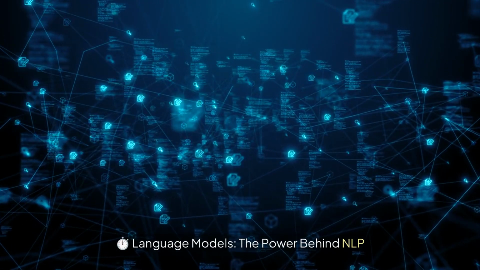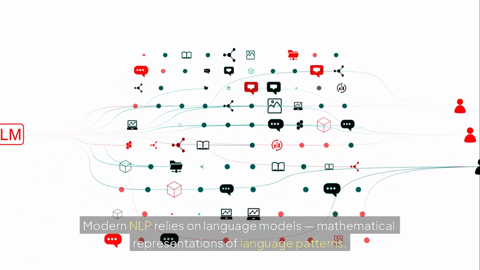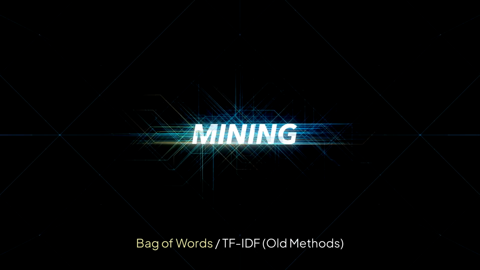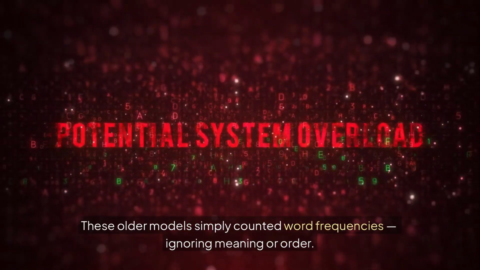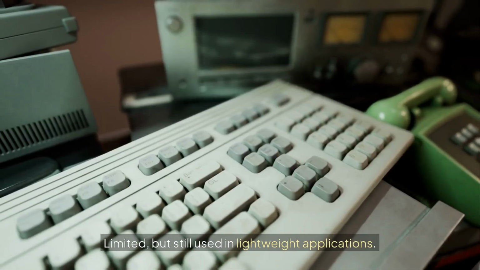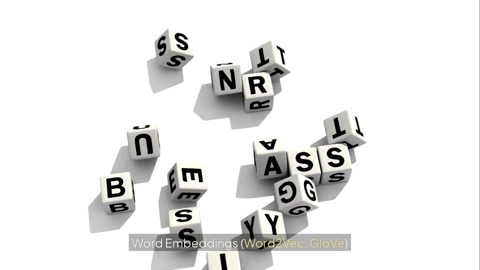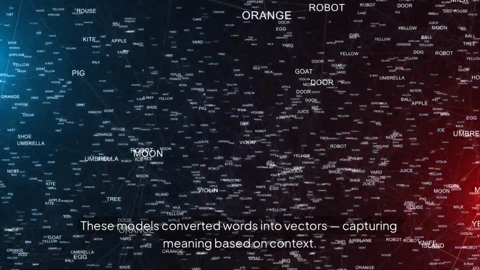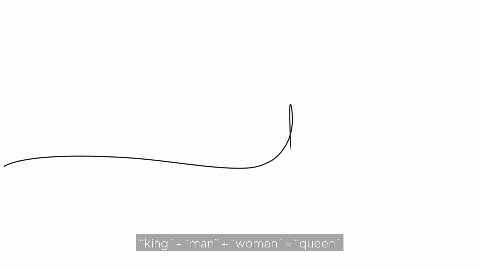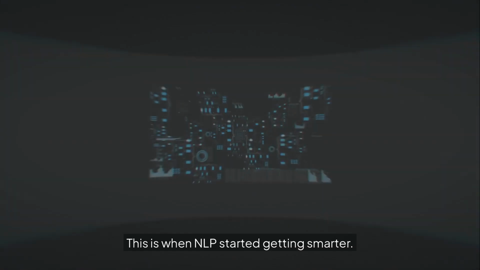Language models. The power behind NLP. Modern NLP relies on language models, mathematical representations of language patterns. 1. Bag of words, TF-IDF, old methods. These older models simply counted word frequencies, ignoring meaning or order, limited but still used in lightweight applications. 2. Word embeddings, Word2Vec, GloVe. These models converted words into vectors, capturing meaning based on context. King, minus man, plus woman, equals queen. This is when NLP started getting smarter.